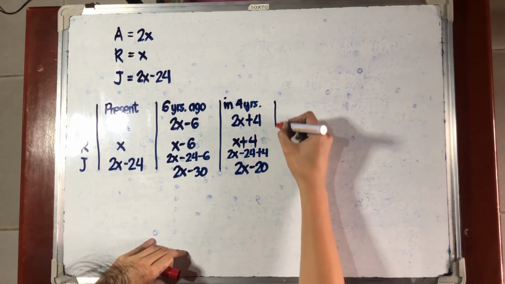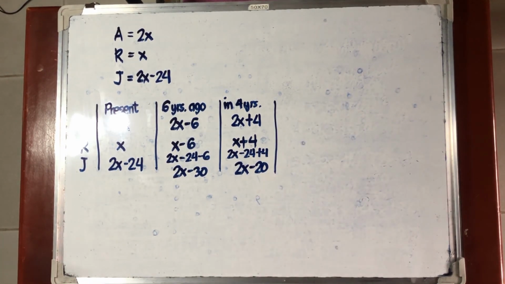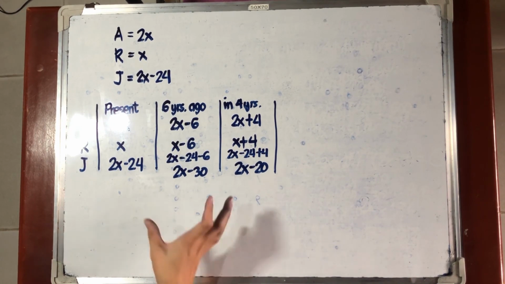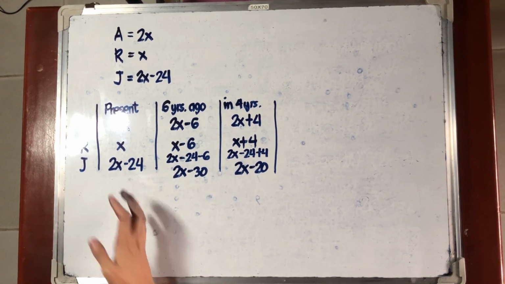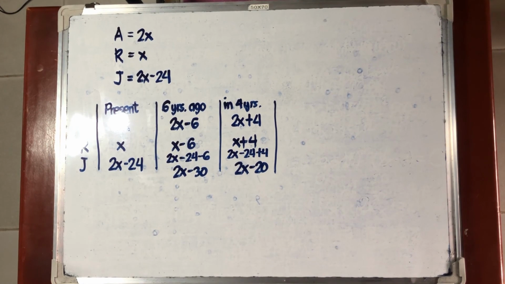Wala ka pang ginawa dito, hindi mo pa mind yung mga sinabi niya sa problem. Ganun for age problem palagi. Para di ka ma-overwhelm with the sum of, 1/2 of it, twice of it. Establish this first based on the present ages muna. And then, you go to what is being described sa problem.